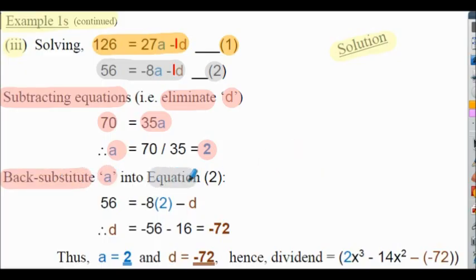I've chosen equation 2, but you can use any equation you like. So substituting 2 into equation 2 and rearranging for d, d is negative 72. So to summarise, a is 2, d is negative 72. So now we can write the dividend, as shown here. It's 2x cubed minus 14x squared minus a negative 72, so it's plus 72 effectively.